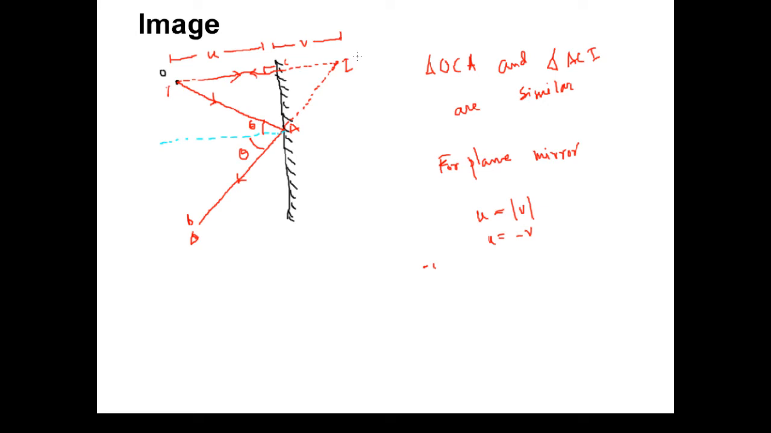So I hope you understand the concept of image. To ray trace the image, you need a minimum of two rays to find the location of the image. So okay, now our next topic. Next we're going to learn different types of images. Let's see different types of images.